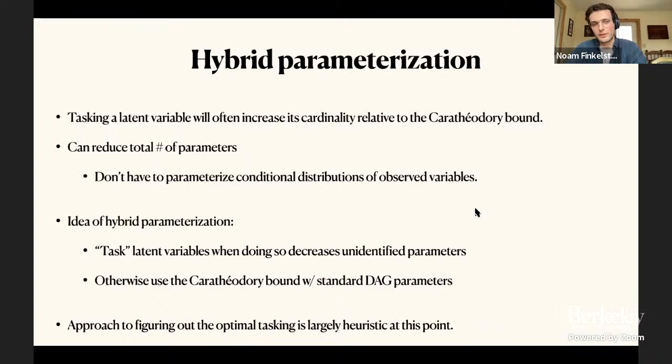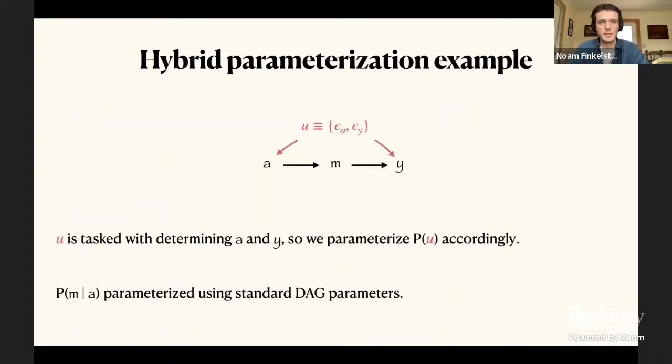And so the idea of the hybrid parameterization is that we task latent variables if doing so decreases the number of unidentified parameters. Otherwise, we just use the Chirotheodore bound with the standard DAG parameters. And the approach to figuring out what we task and what we use the Chirotheodore bound for at this point is pretty heuristic. We don't have an optimal way of doing it, but we have some ideas about it. So let's run through an example of what that looks like.